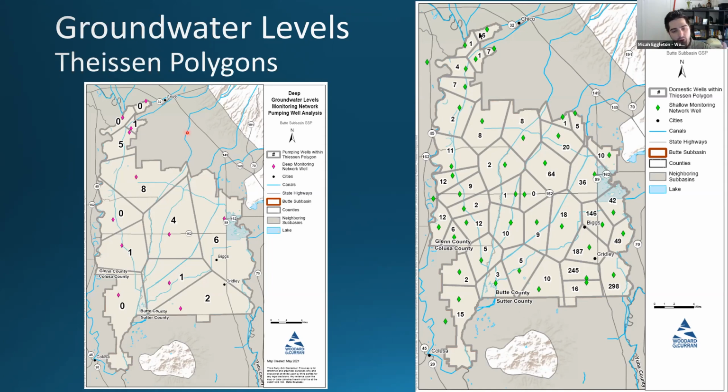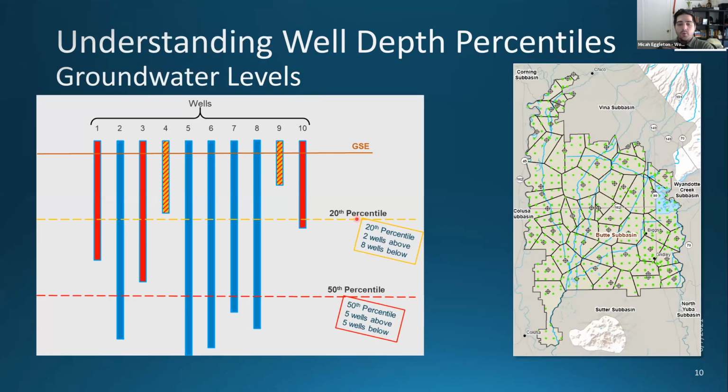But we've done this Thiessen polygon for both networks, as you can see, the shallow and deep. And when we say we are protecting up to the 7th percentile of nearby domestic wells, that means that if that polygon had 100 wells, then 7 could be dewatered if we were below that threshold.